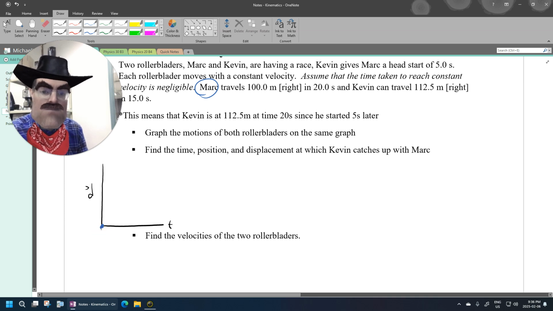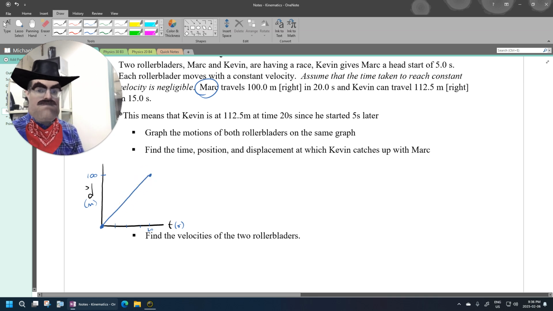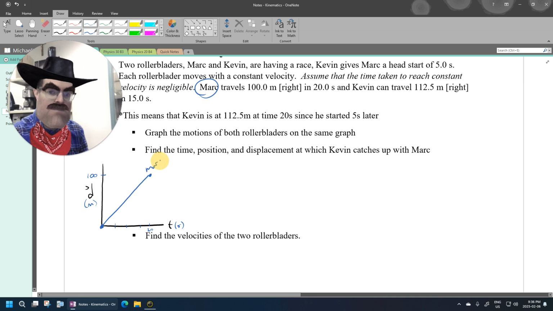So he starts at time 0, and he travels in 20 seconds. We're just going to go 5, 10, 15, 20. So about 20 seconds right there, he is at 100 meters. I didn't put any units here, but 100 right there, and this is going to be in seconds down here. Okay, so traveling at a nice constant velocity between those two. So there's Mark, this nice blue one here.